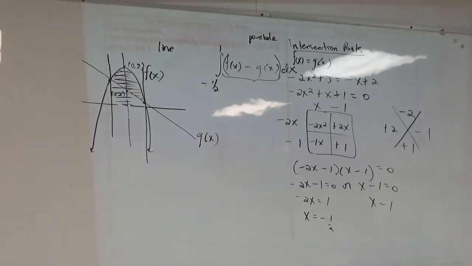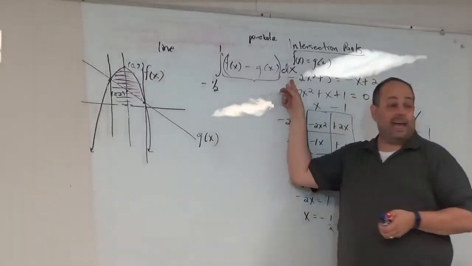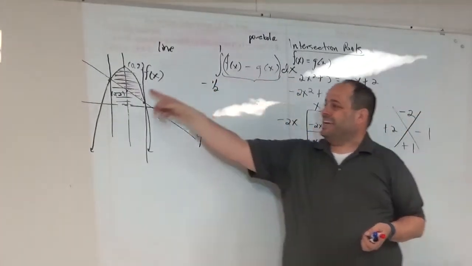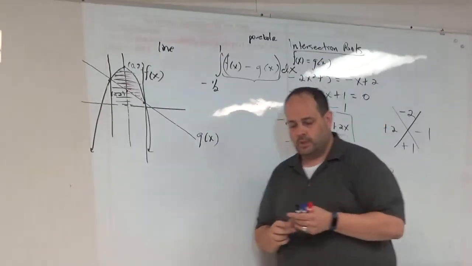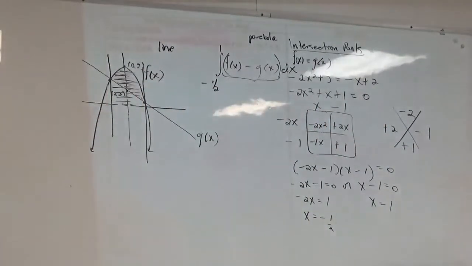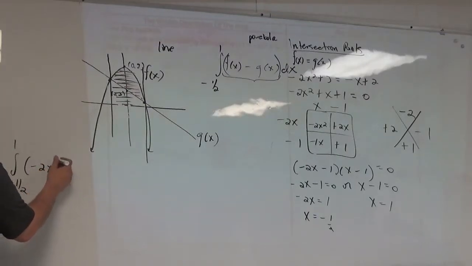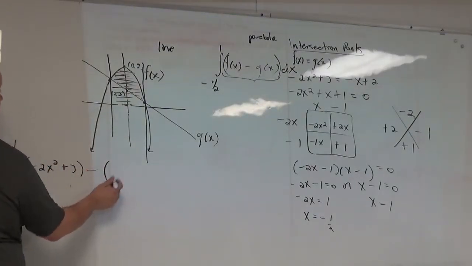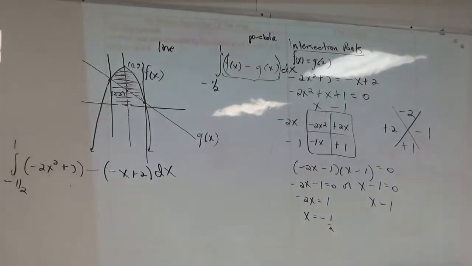Not f of x with respect to g of x now. You could do the integral of f of x with respect to x, and then minus this other one. Do like two different integrals. That would be a possibility. Alright, so we're going to integrate from -1/2 to 1. F of x is negative 2x squared plus 3 minus g of x with respect to x.